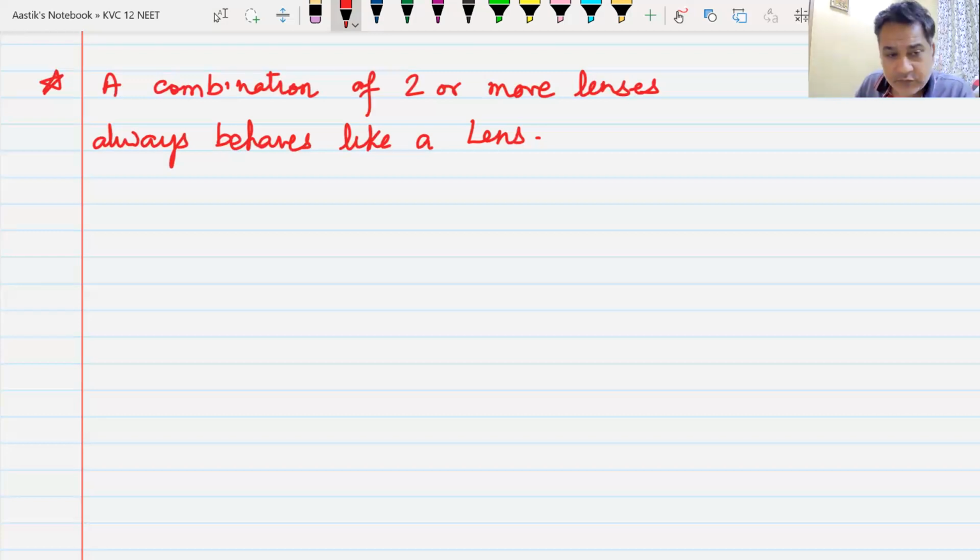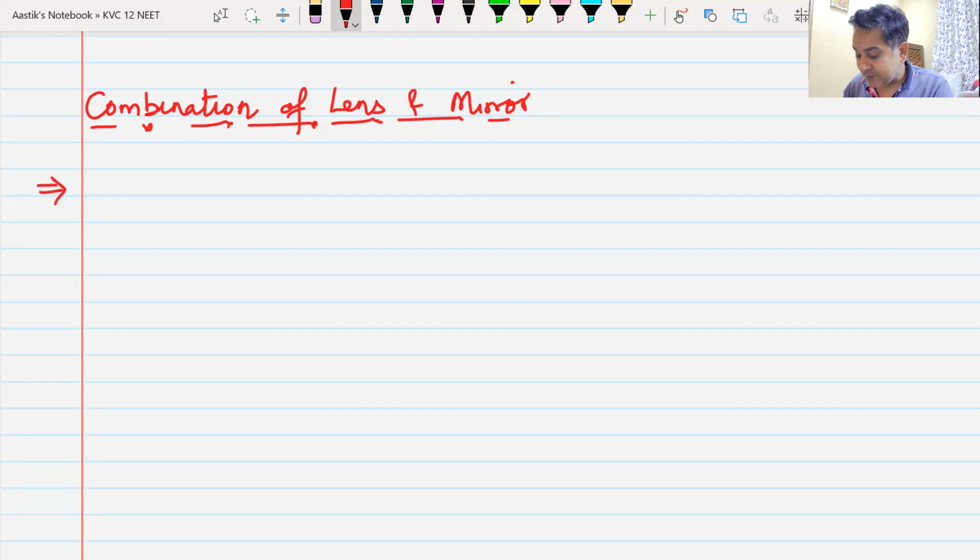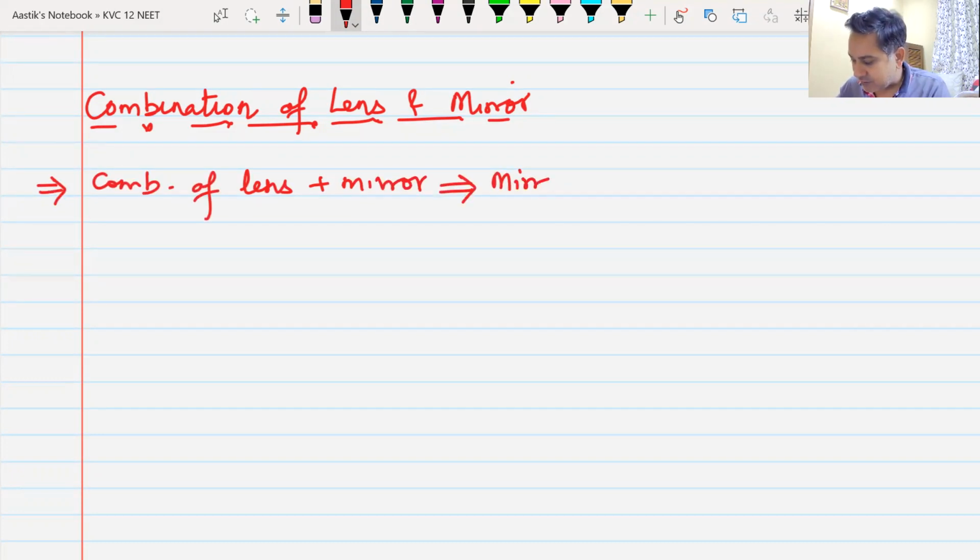Well, then we will move on ahead and we'll write the next setting. And the next setting is combination of lens with a mirror. What will happen if a lens is combined with a mirror? Remember, combination of a lens with a mirror. And with that, write an important note. Combination of lens plus mirror will always act like or behave like a mirror. Please remember this. The combination of a lens and a mirror will always act like a mirror.